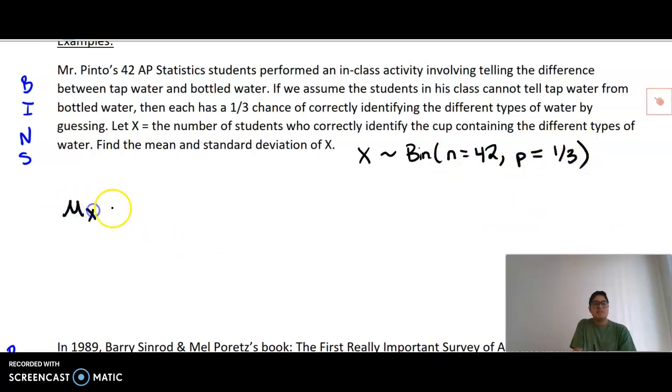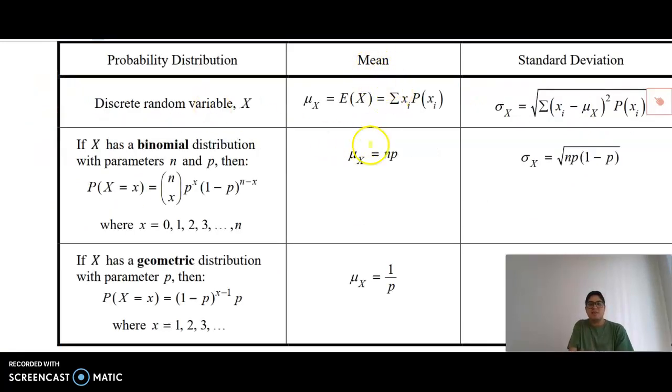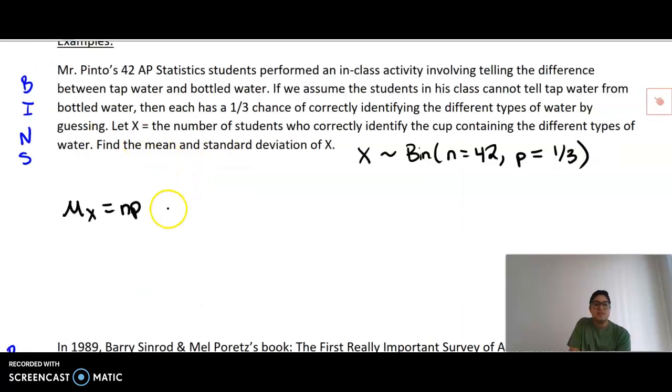So mu of x is just given to us by np. And again, don't stress about this. The mean is right here for a binomial distribution. So I'm going to go here. So n is 42, p is 1/3. And if I multiply those together, I'm going to get 14.